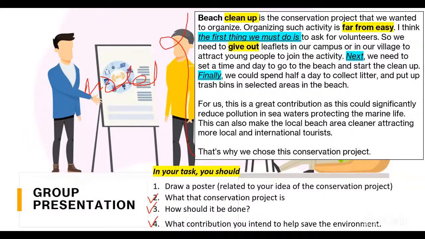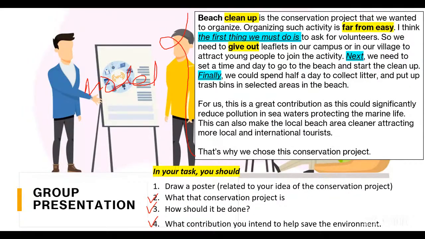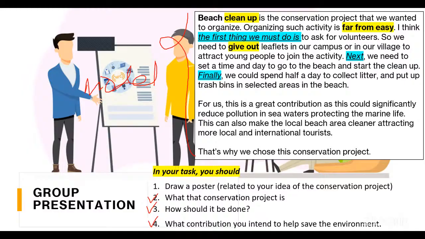Our conservation project is called Green School: Planting Trees for the Future. The idea is to make our school environment cleaner, greener and more sustainable by planting more trees around the campus. To carry out this project, we will first ask for volunteers from different classes and encourage teachers to join. Next, we will organize a fundraising campaign to buy young plants and gardening tools.